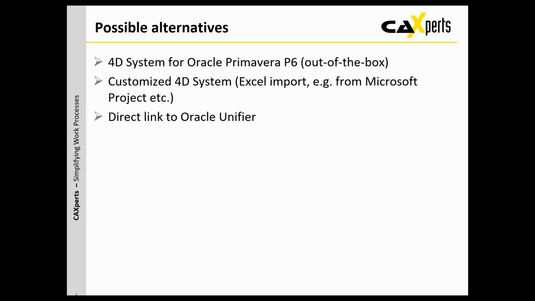So here are the 3 possible alternatives with the 4D systems here at CA Experts. So we have the out-of-the-box 4D system for Oracle Primavera P6. So that's the big infrastructure slide we've seen. Then we've got the customized 4D system, which would just import files from Excel and create the animation files. And there is another solution where UPV is used as a 3D viewer inside of Oracle Unifier. So if you are using Oracle Unifier, that might be also an option to use UPV inside the Unifier environment as a 3D viewer.